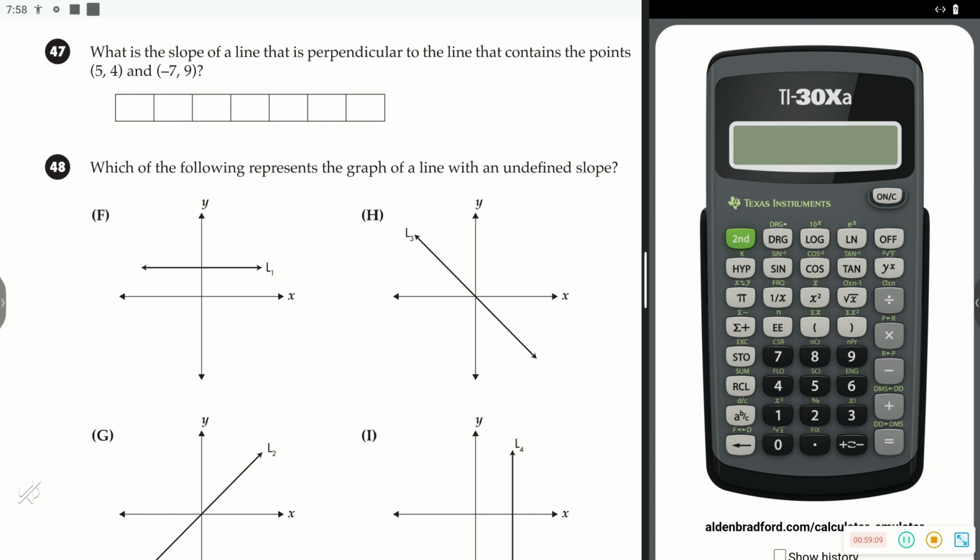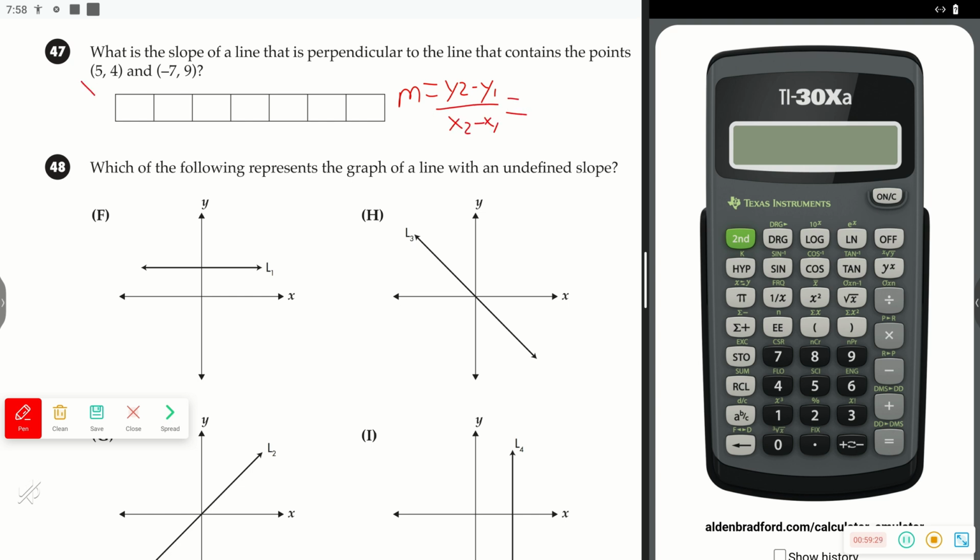So the slope of a line that's perpendicular to the line that contains these points. All we have to do is find the slope, and then take the opposite reciprocal. So let's calculate the slope. m equals y2 minus y1 over x2 minus x1.